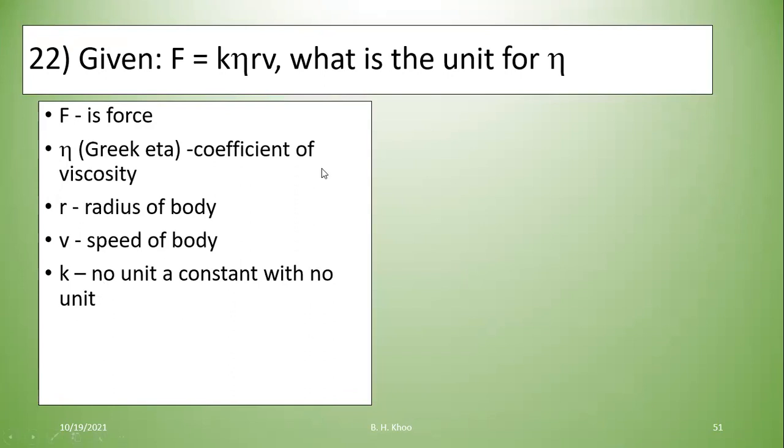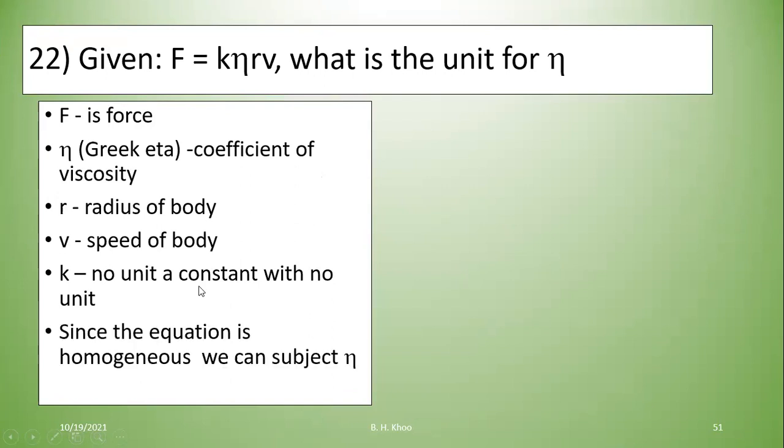Right, you are told that F is a force. This is eta, the coefficient of viscosity. Any equation can come out as long as I explain to you. R is the radius of a body, V is the speed of a body. K, they have to tell you, is a constant, a number, no unit. Remember, the equation is homogeneous.